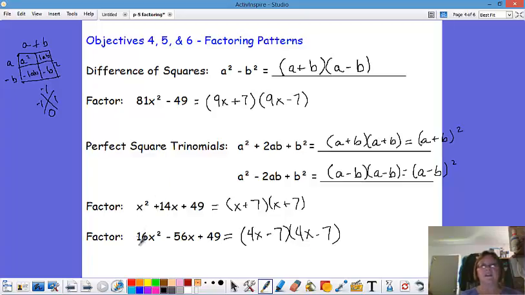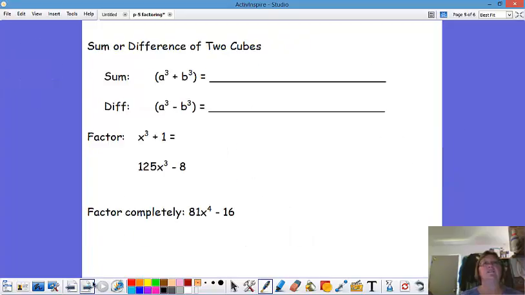That perfect square trinomial pattern, this one is always a little bit more difficult for me to see, but it works every time, which means we love it. Let's go to the next factoring patterns that we want to talk about, the sum or difference of two cubes.